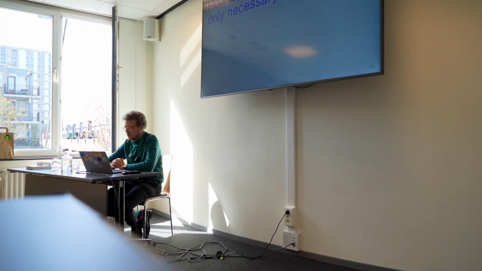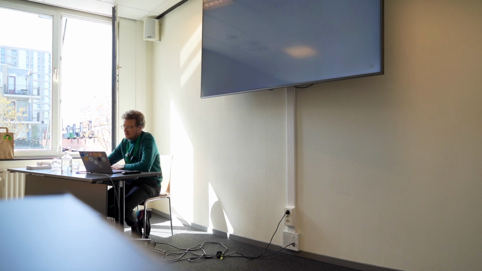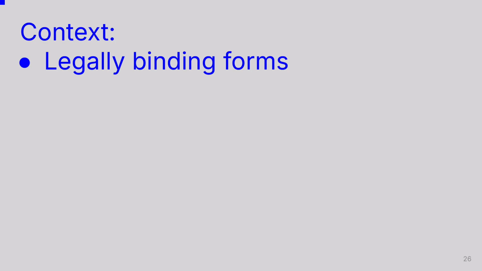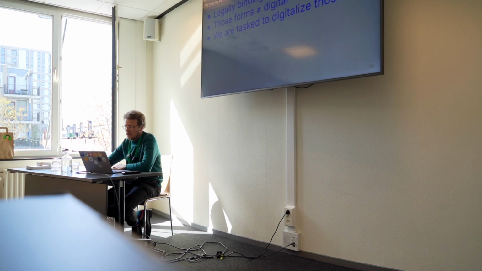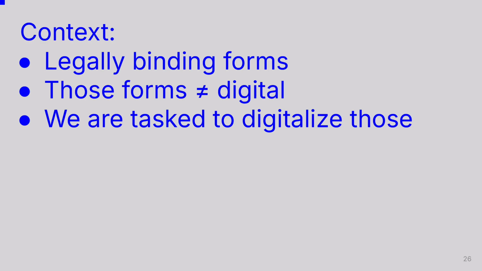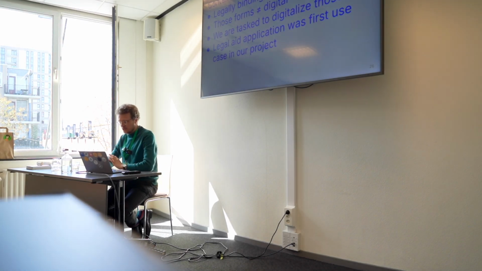And here I want to show the first example, which is legal aid, the project I'm working on now for 2.5 years. So also there, some context. The justice system is organized on state level, but there are some legally binding forms, and those forms are on paper. They are by no means digital right now. And we at DigitalService are tasked to digitalize many of those forms. And the legal aid application is the first use case in our project, so to say. There are actually two legal aid applications, but we don't want to make it too complicated.